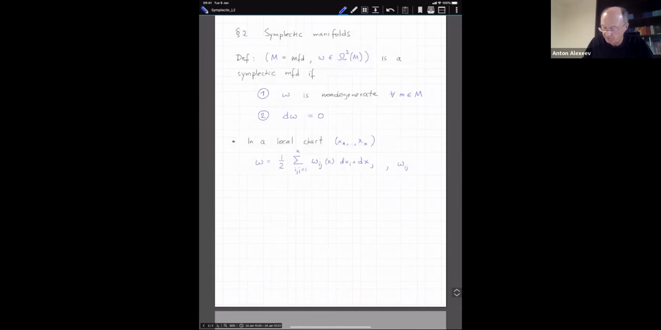And conventionally, we say that this matrix is skew-symmetric. In principle, if you want, you can add a symmetric part, but it will not contribute in omega because the wedge product is skew-symmetric. So conventionally, omega ij is skew-symmetric. So now the condition is that the determinant of this matrix is non-zero for all points x.